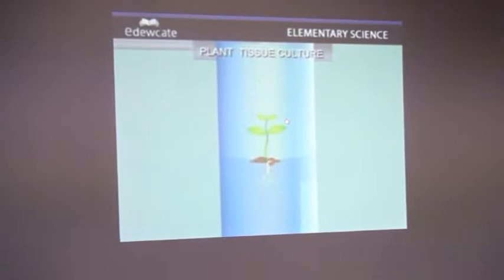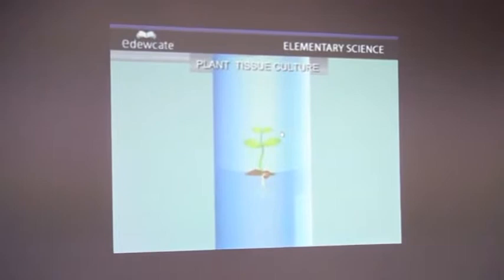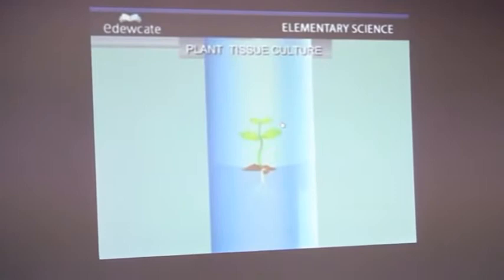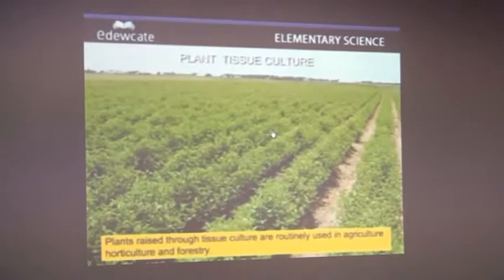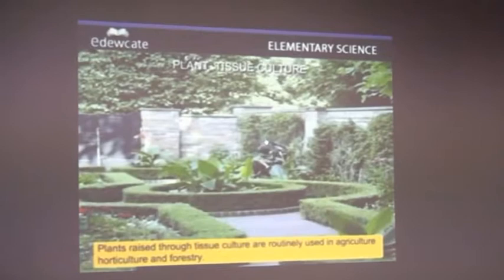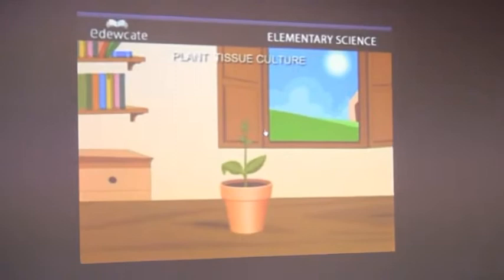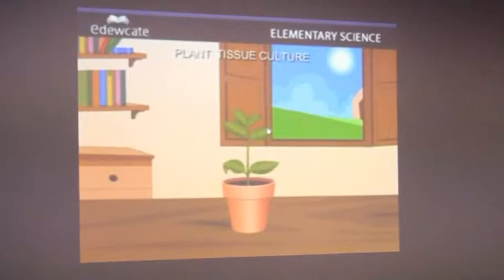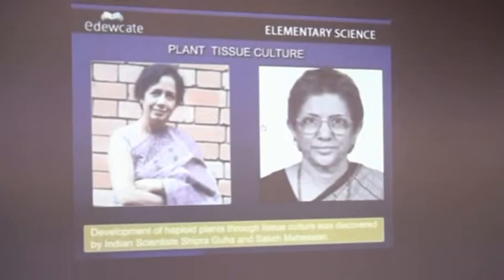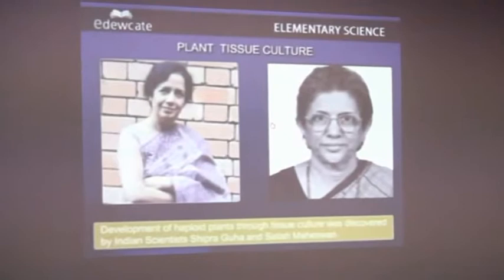This differentiation is dependent on the concentration and combination of the plant's growth substances like auxins, cytokinins, gibberellins, etc. in the medium. Plants raised through cultures are routinely used in agriculture, horticulture, and forestry. We use a diploid explant, we get a diploid plant like in any other vegetative propagation methods. Similarly, if we want to develop a haploid plant, it is possible to obtain it through tissue culture. Development of haploid plants through tissue culture was discovered by Indian scientists Shipra Guha and Satish Maheshwari.